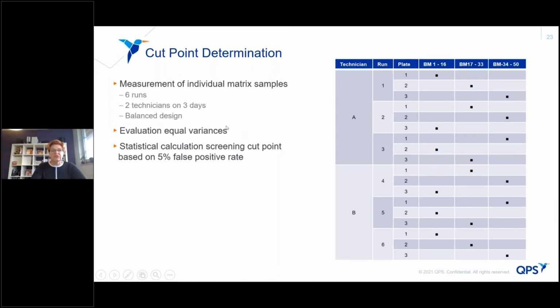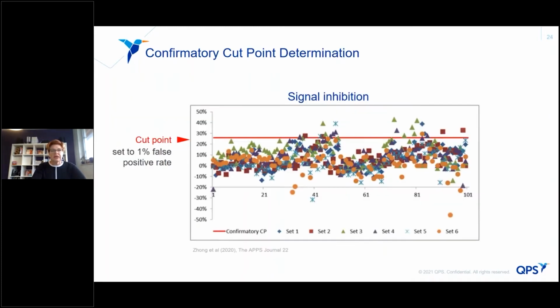It would be evaluated in the 6 runs whether the variances were equal, which allows the use of a floating cut point. And then a statistical calculation of the screening cut point was performed based on a 5% false positive rate. In addition to the screening cut point, also a confirmatory cut point was calculated.